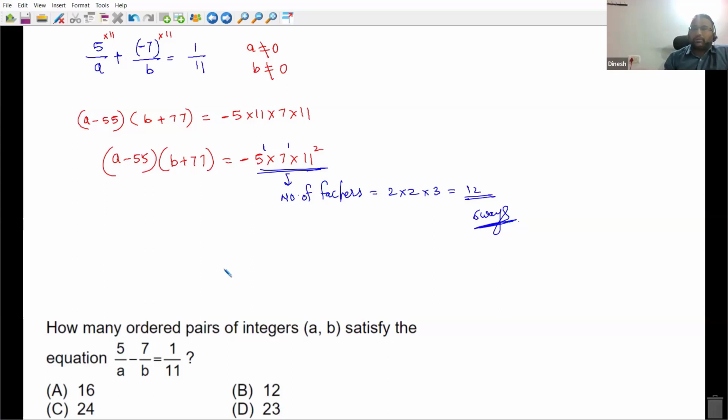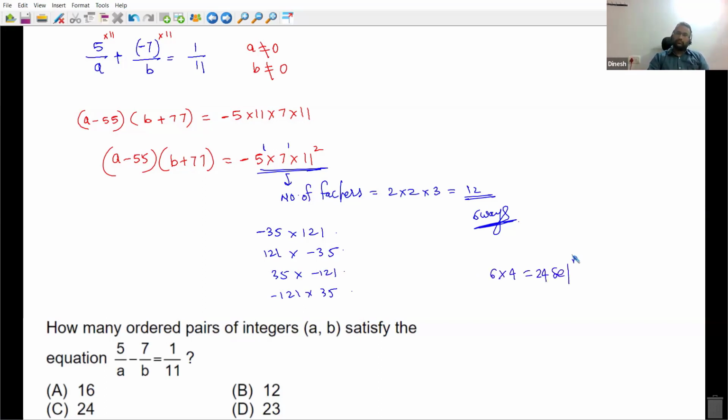Those 6 ways, one of the 6 ways, everyone, minus 35 into 121 now. So this negative sign will not affect a lot. Minus 35 into 121. 121 into minus 35, everyone. 35 into minus 121. Minus 121 into 35. Are you getting this? Every pair will give you 4 solutions. So 6 into 4, 24 solutions. Out of this, one solution is going to be 0, 0, which will come from 55 into 77.